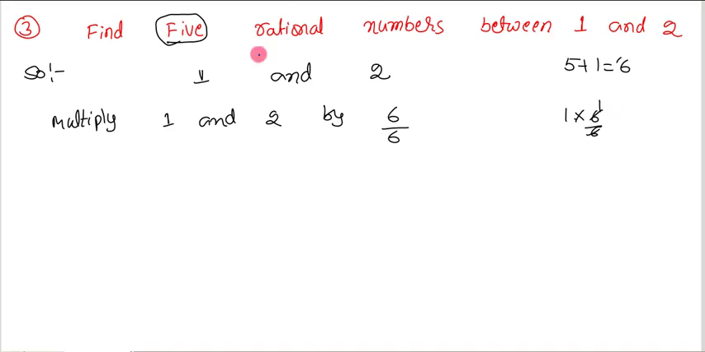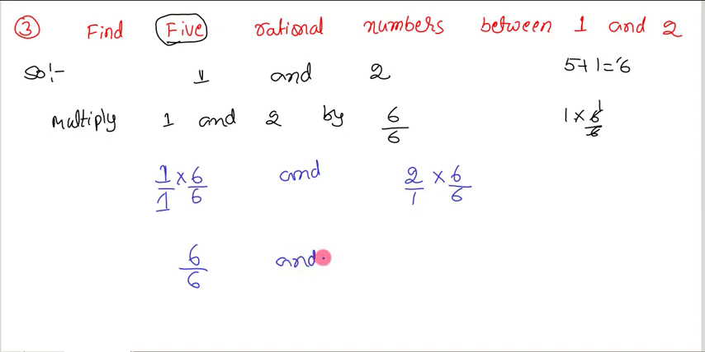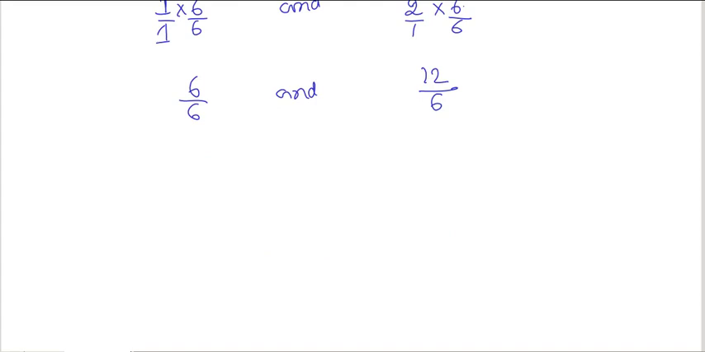By using that concept, I am multiplying this 1 by 6 by 6, and in the same manner I am going to multiply this 2 by 6 by 6. So 2 means 2 by 1, 1 means 1 by 1. Now we know how to do the product of two fractions, that is numerator into numerator by denominator into denominator. That means 1 into 6 is 6, 1 sixes are 6 by 6, and if you take 2 sixes are 12 by 6. Now these two become like fractions.